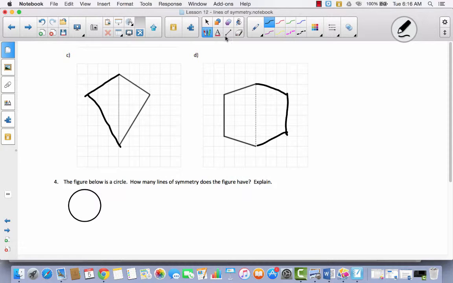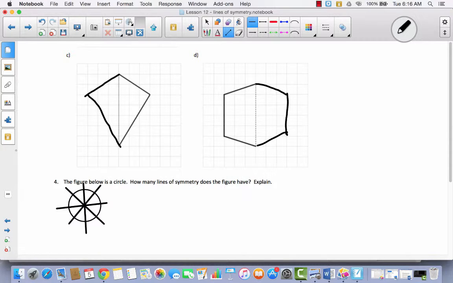Well, if I went to try to draw the lines of symmetry, okay, well, this is a line of symmetry, and this is a line of symmetry, and this is a line of symmetry, and so on. What would happen? Could you ever draw all of the lines of symmetry? As long as you went through the middle of the circle, it would be a line of symmetry. You could never count all the lines of symmetry.